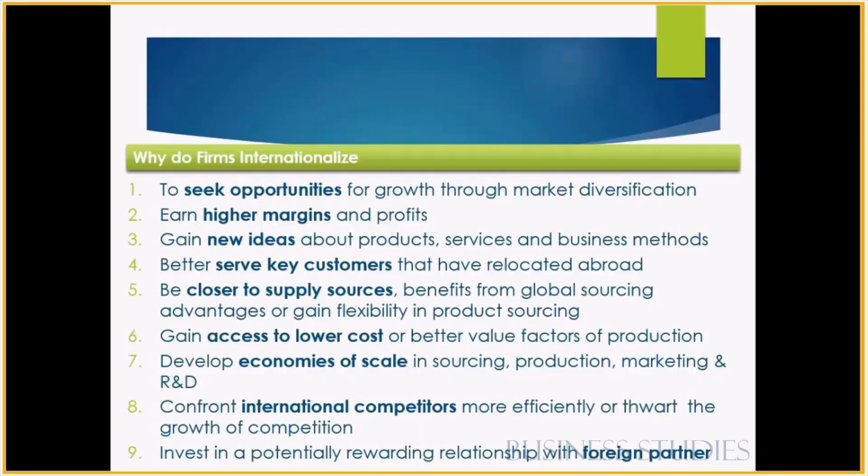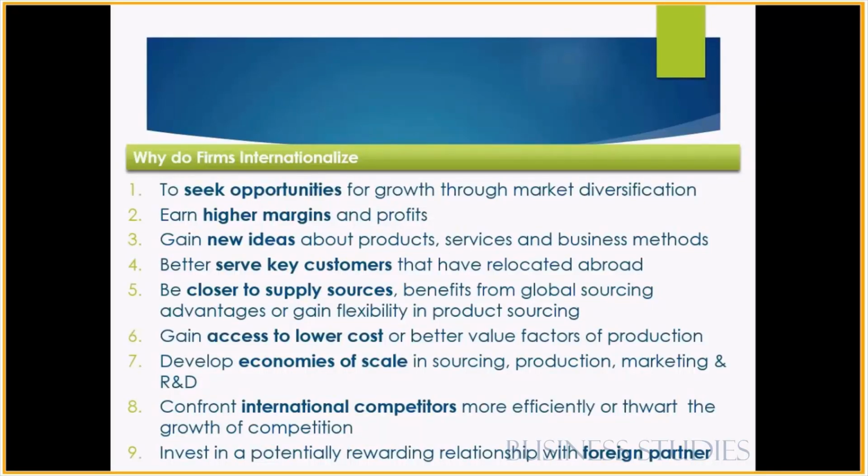Sixth point is gain access to lower cost, right? So there are a lot of countries where factors of production are cheaper, right? For example, China, which has a very peculiar advantage in terms of labor cost, or infrastructure, or utilities, right? So a lot of companies have a motive to shift their production facility to China, so that they can access lower cost.